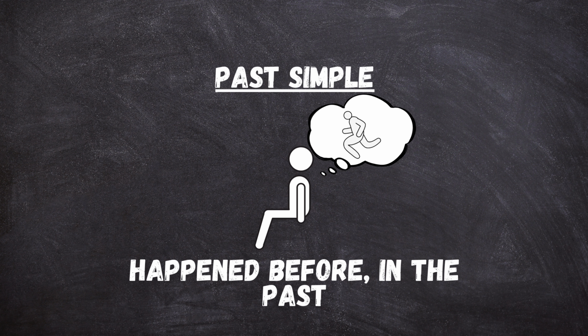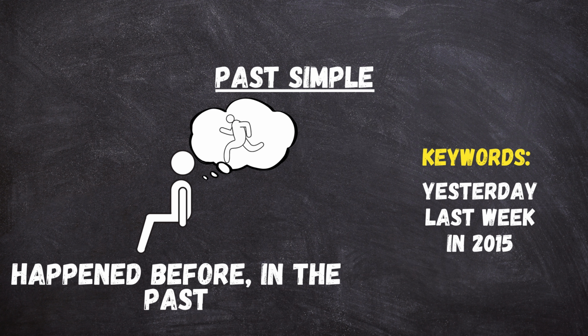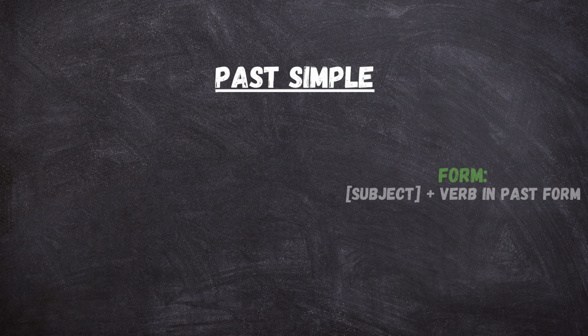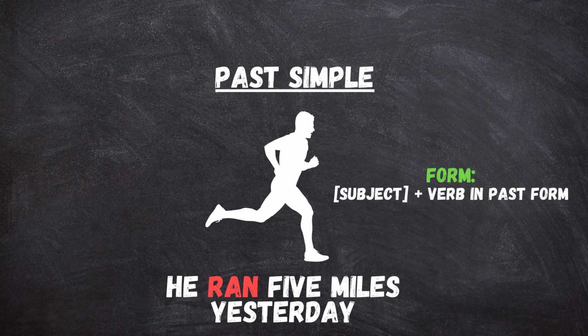The past simple tense is used to describe actions that happened before, in the past. Common key words include yesterday, last week, and in 2015. For example, he ran 5 miles yesterday. This describes something that happened in the past.